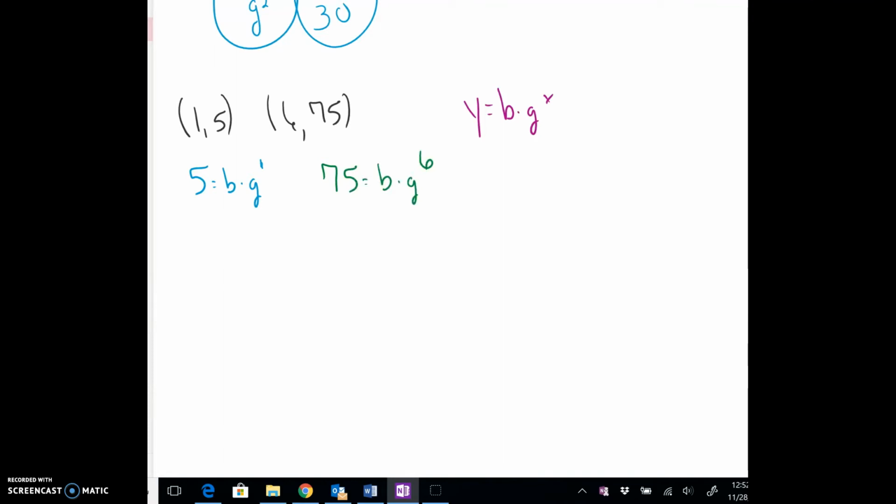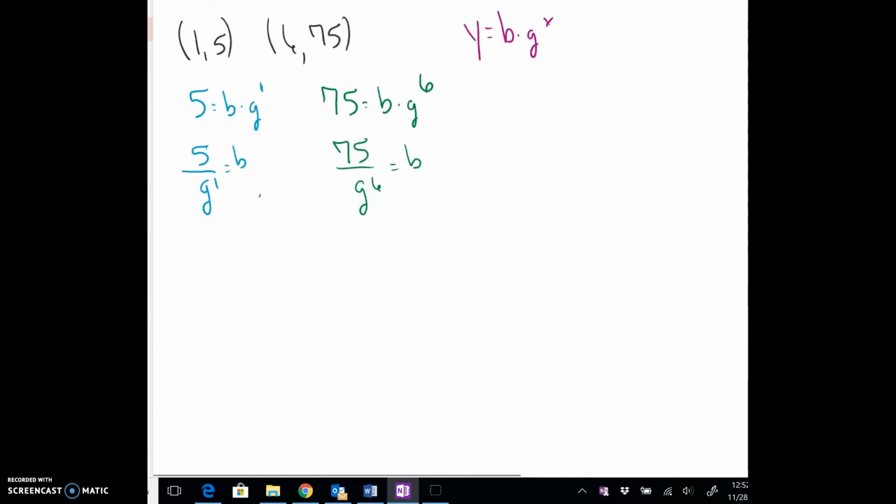So again, since they both have a b, I'm going to get them so that b's alone. So in the blue equation, I'm going to move g over to the left side of the equal sign to join the 5, and since they're multiplied, I'll do that through division. So this will be 5 over g to the first equals b, and the one in green, I'll do the same thing. So it becomes 75 over g to the 6th equals b. Now that they both equal b, I can set these two equal to each other. So I'll have 5 over g to the first equals 75 over g to the 6th.